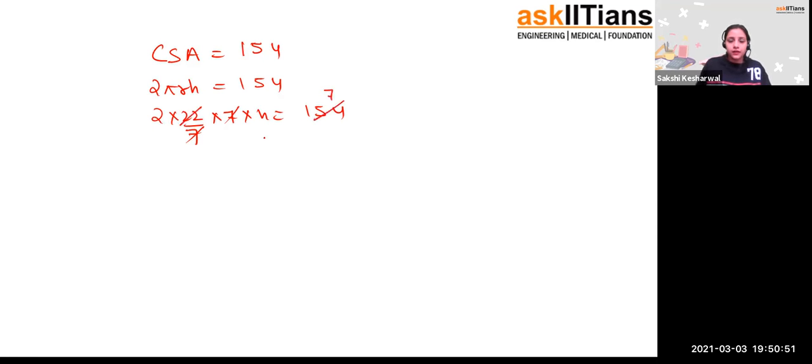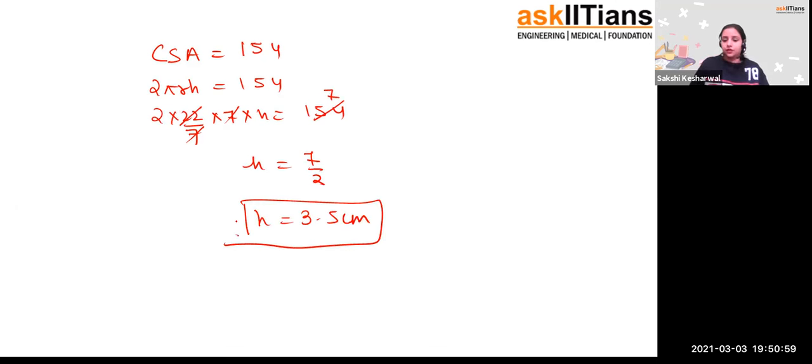this is what? 7. So H is equal to what? 7 by 2, or H is equal to what? 3.5 centimeter. This is your answer. Please write it down, this thing.